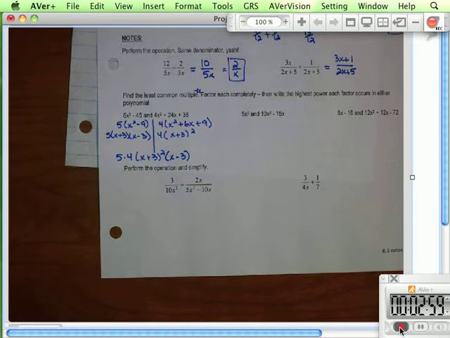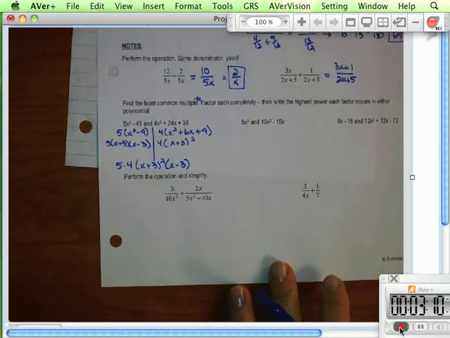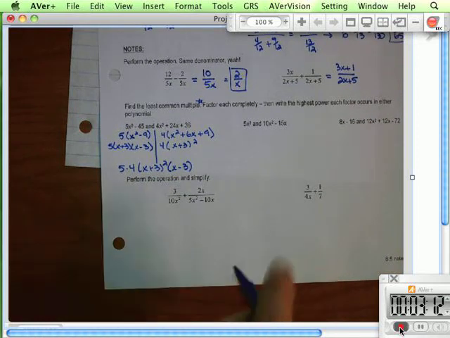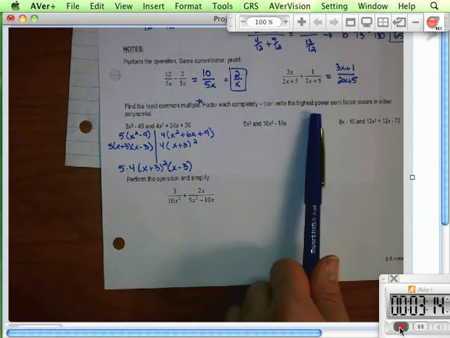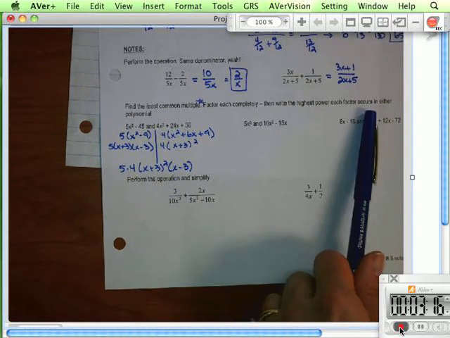And then you just kind of make it pretty. There's only really one thing we can do here. What can we do? Okay, listen to the directions here. Write the highest power each factor occurs in either polynomial.